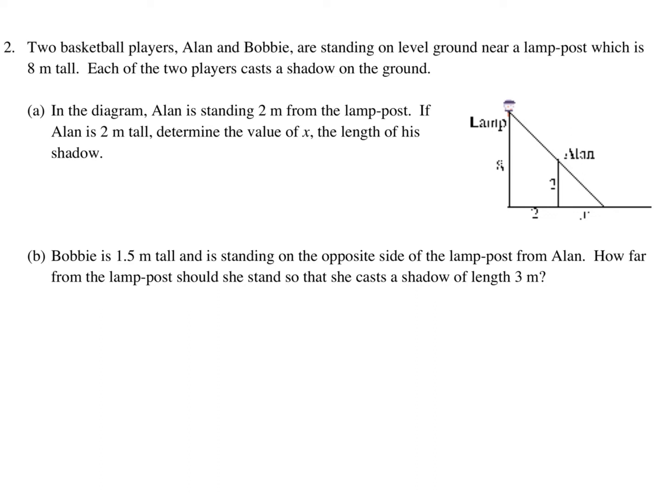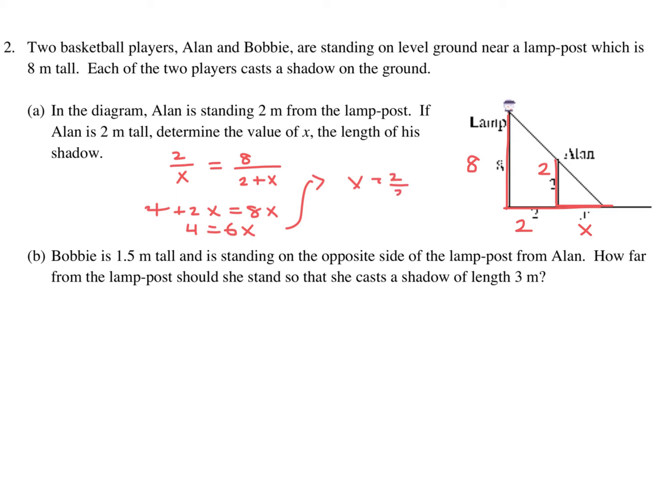Okay, so this is one of those similar triangles situations. I don't know if you can actually read these. Let's label it properly. 8, 2, 2, and x. So these are similar triangles. That basically means that 2 over x is equivalent to 8 over 2 plus x. And that's basically how you would solve it. So cross multiply and you get 4 plus 2x is equal to 8x. 4 is equal to 6x, and therefore x is equal to 2 over 3. And that's it for part A.